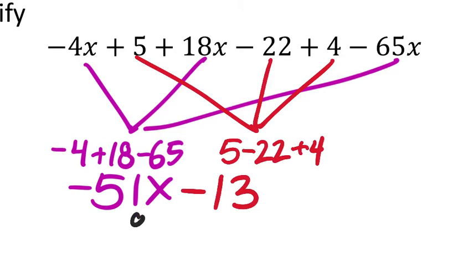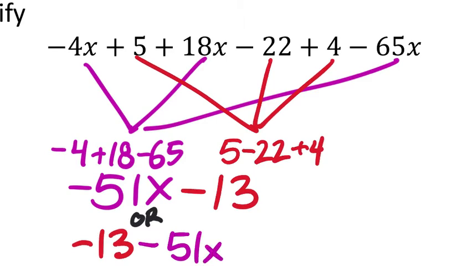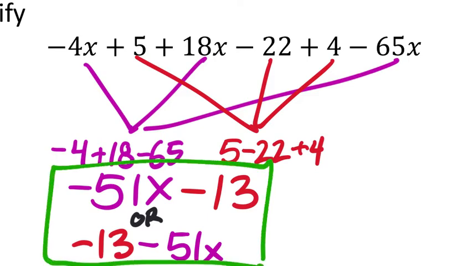Now again, if you had changed the order, it would have been okay, as long as the terms keep their signs. So the 13 has to be negative, negative 13. And then the 51x also needs to be negative. It just reads as minus in between there, that's all. So either one of these would do as our simplified form of the original expression.